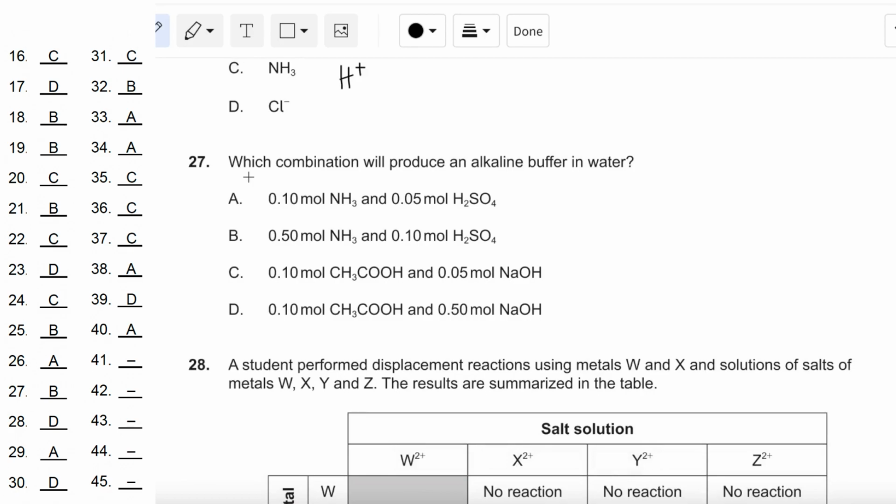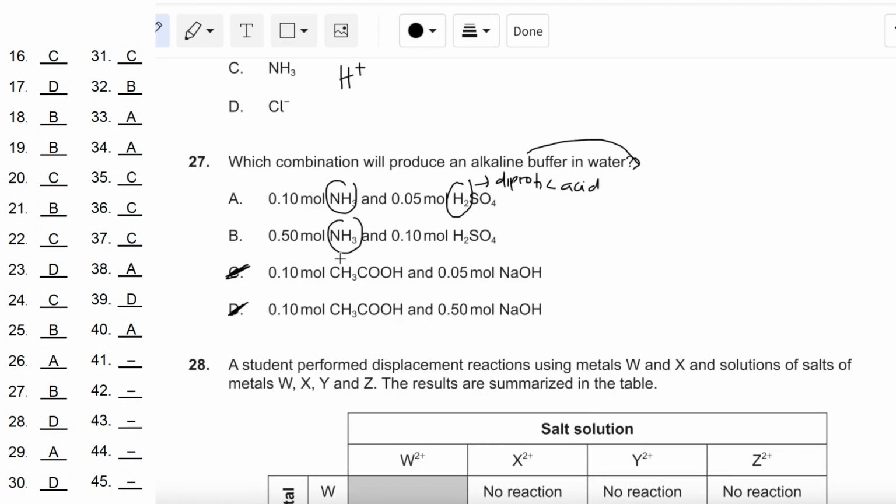27. Which combination will produce an alkaline buffer in water? H2SO4, you need to remember, is a diprotic acid. It means it has more than one H. So you need to have a weak base, and the weak base here needs to be really high. It means excess. C and D are not the answer.